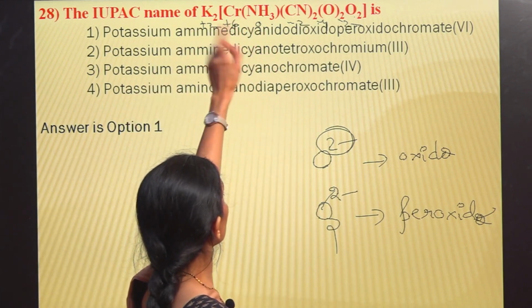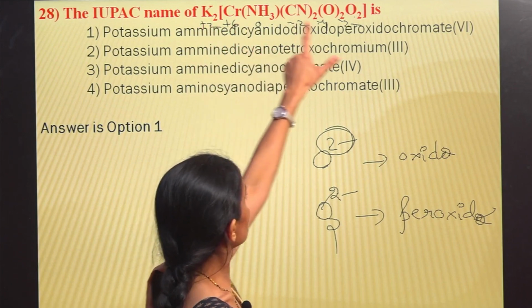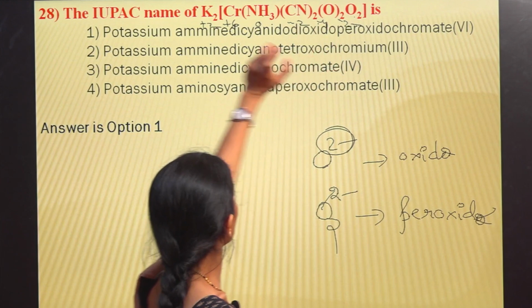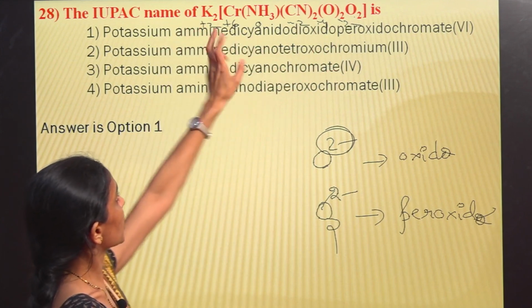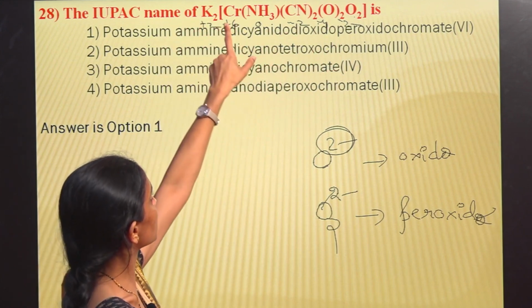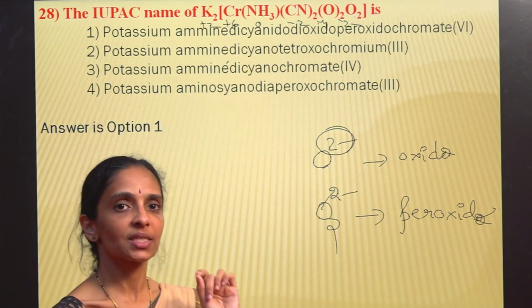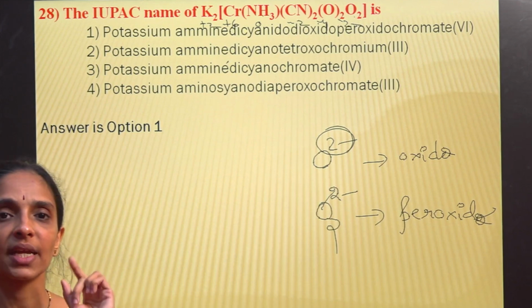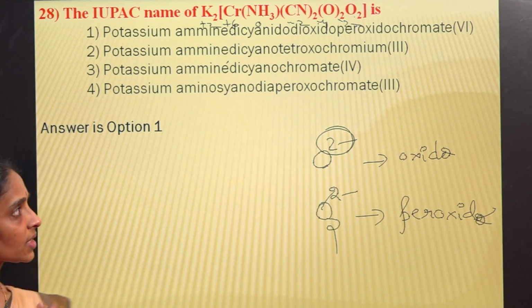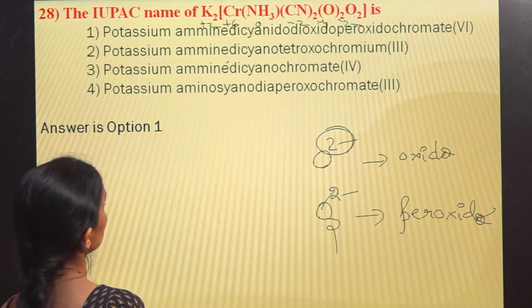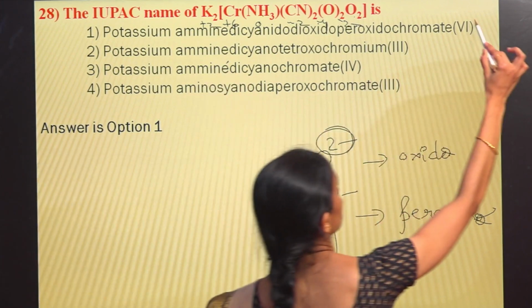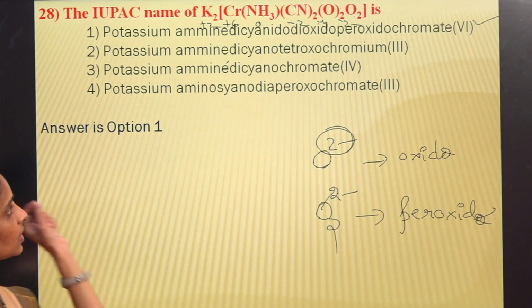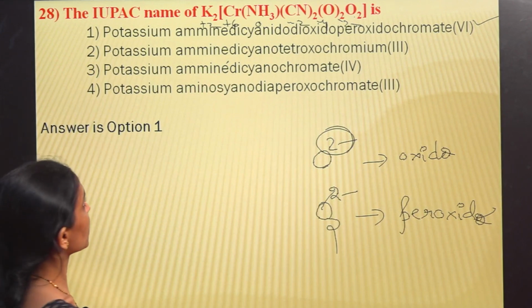Chromium and the rest of the things: -2, -4, -2. That is -8, and here there is +2, which together makes -6. So to neutralize the complex, chromium should have a +6 state. Or if you find it difficult this way, you can take the chromium state as X and solve it in a systematic manner and find out its state. So chromium is in the 6th state. With that, option 1 is the correct IUPAC name for the complex.